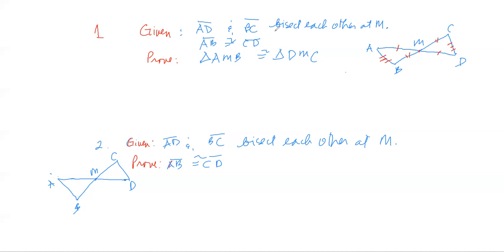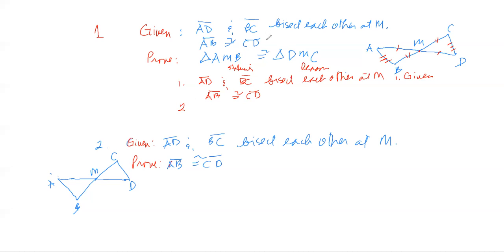So I can now begin to write the formal proof. For the first statement, this will be your statement and this will be your reason. Number one, you always have to start with the given. AD and BC bisect each other at point M. That is given. And also, segment AB is congruent to segment CD. That's also given. I may write it later, but since I've already done that, I just have it there.